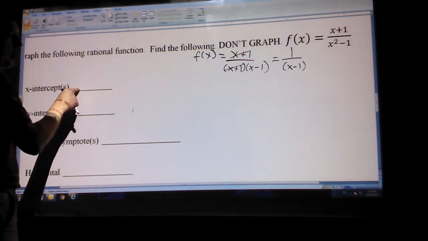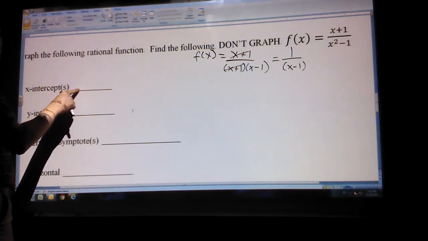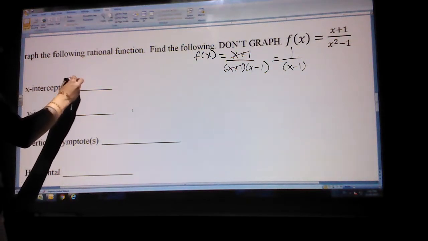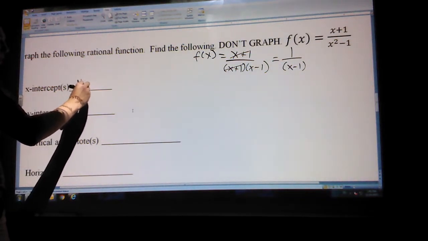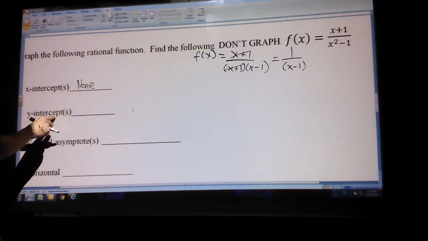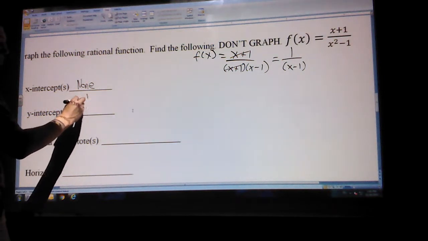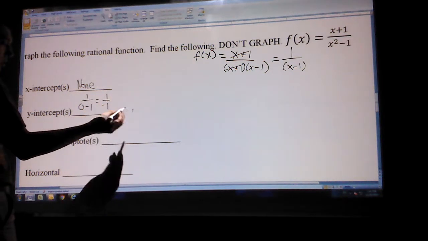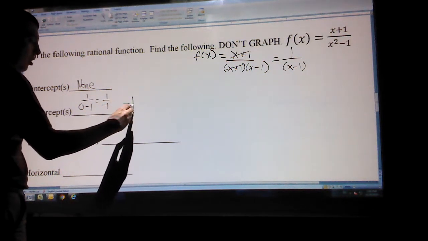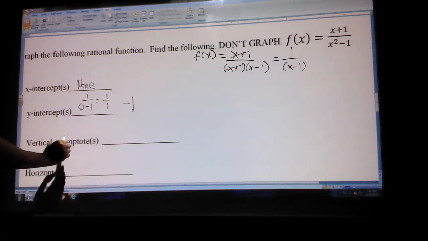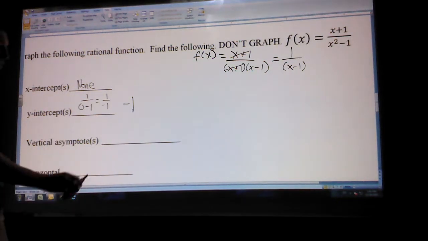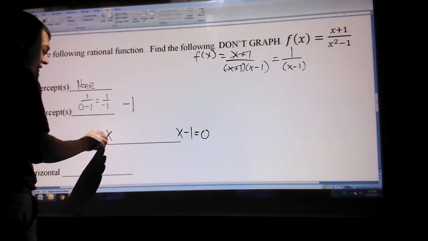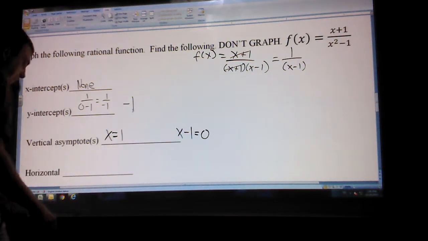X-intercept, that's where the numerator equals 0. Will the numerator ever equal 0? No, so you would write none. Don't leave it blank. Write none. Y-intercept, you plug in 0 for x, so that's 1 over 0 minus 1, or 1 over negative 1. So it is negative 1. Vertical asymptote is when the denominator equals 0. So that's x minus 1 equals 0, or x equals 1.